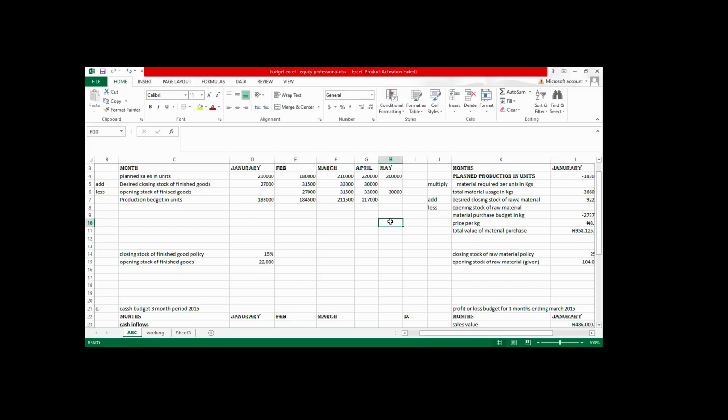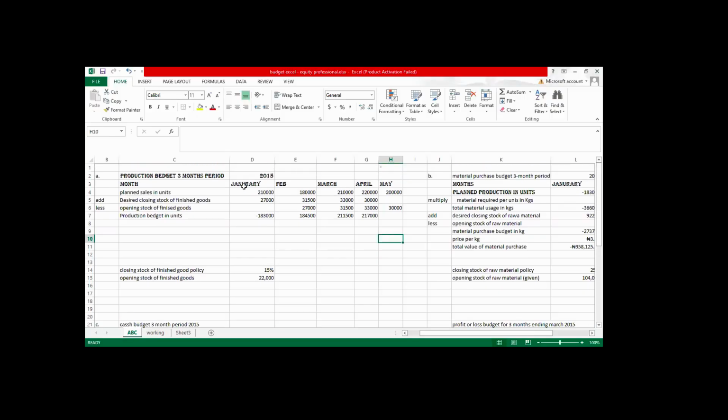You may be wondering, why do we pick April and May? Examiner says we should prepare for just 3 months. The reason is because of the company's inventory policy. We have picked our planned sales. Look at it. We are only going to submit 3. Let me highlight these 3. Only these 3.